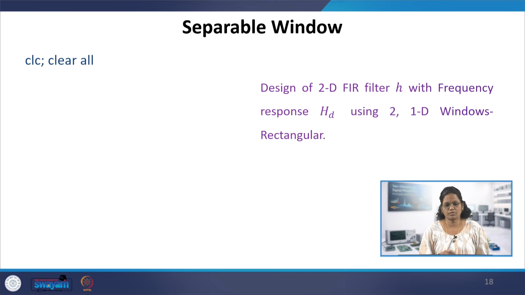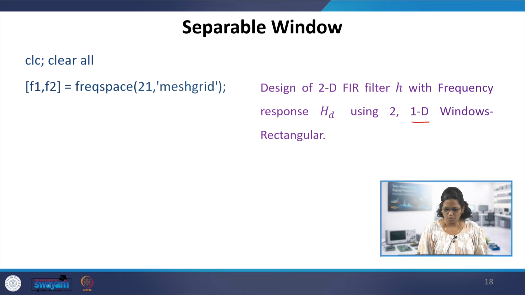Now getting this filter design using the separable window. So design the 2D FIR filter for the given HD response using two 1D windows, that is, separable windows. Here we have used a 1D window, and that one is used by the fwin1 function. We can use these two 1D windows to get the 2D window, and then H of omega 1, omega 2 can be obtained from this HD and W frequency response. The W corresponds to the window.